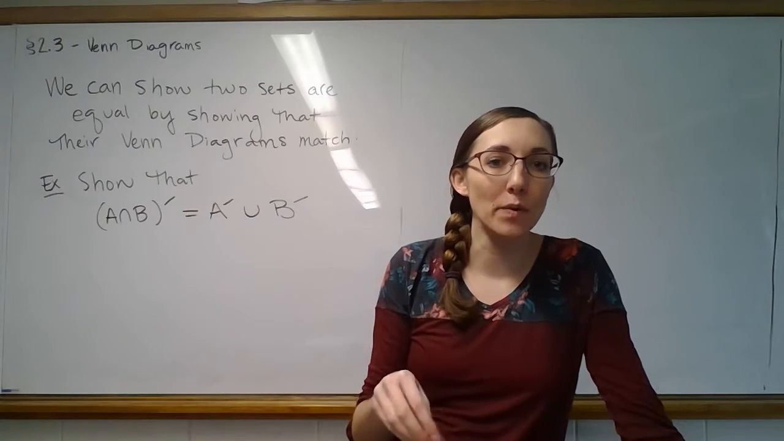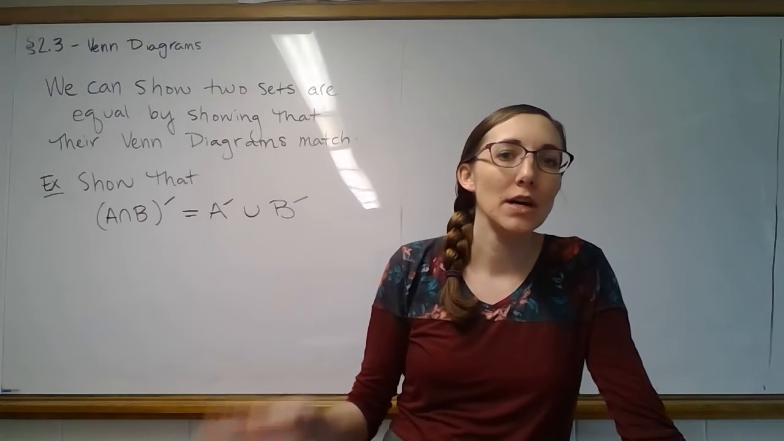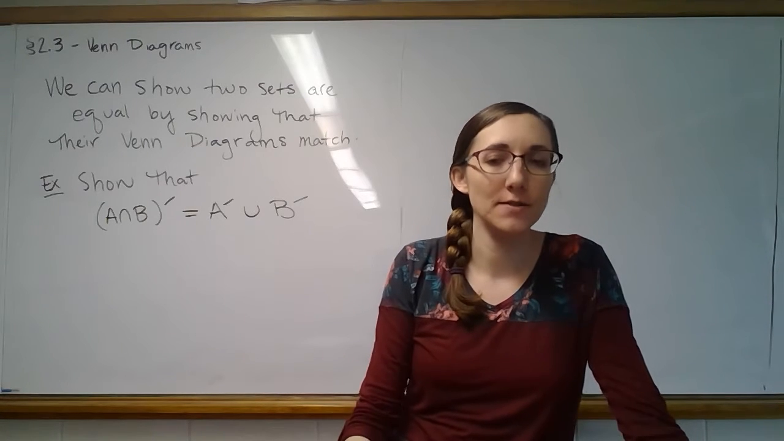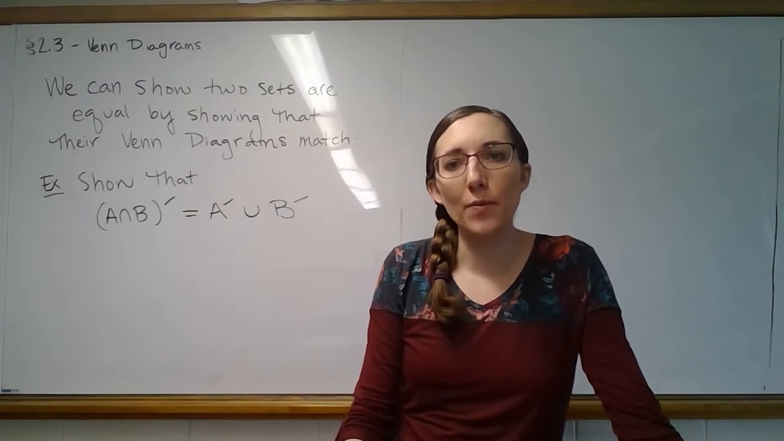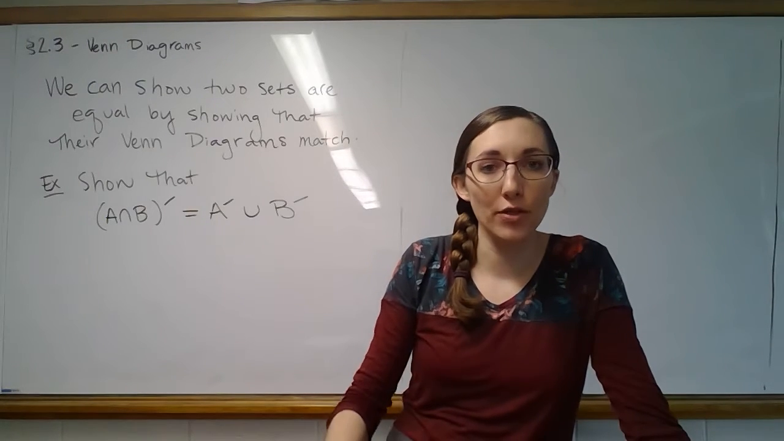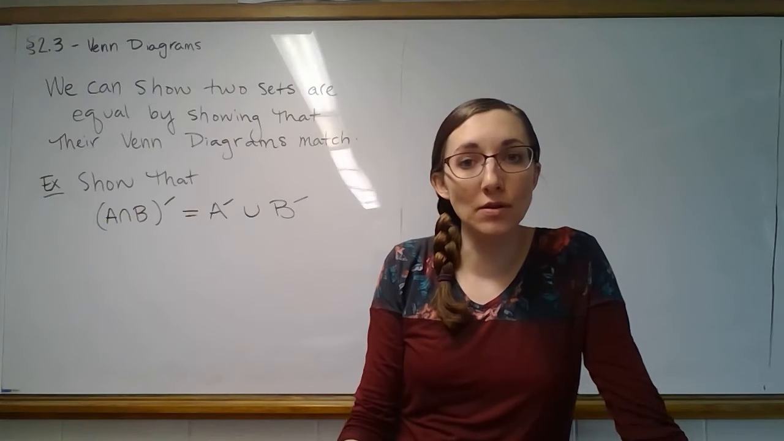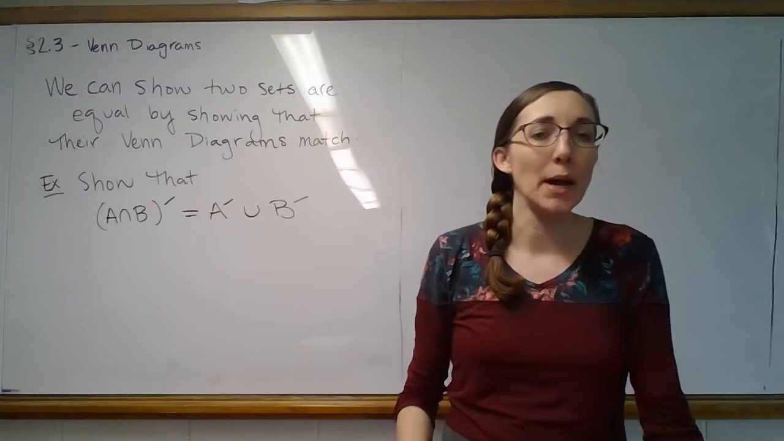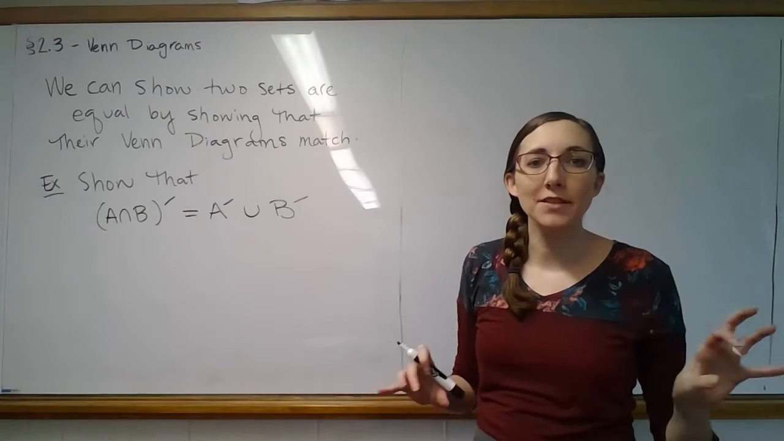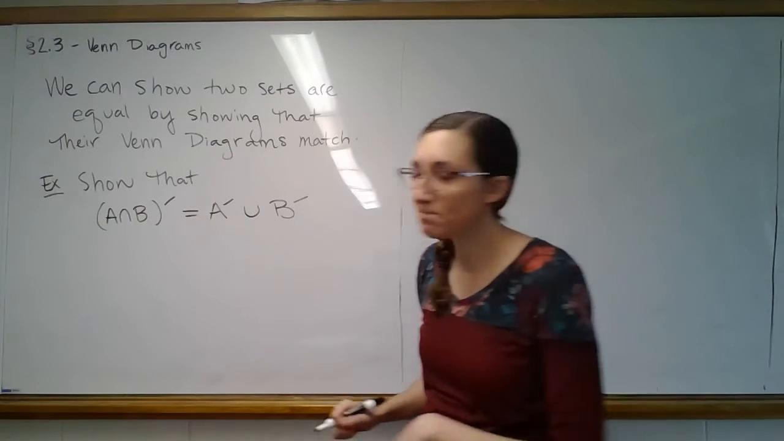Now, in this instance, what we mean by two sets being equal is we mean the new set you get once you do a bunch of operations. So, we're going to do an example. Show that (A intersect B) complement, so that whole thing complement, equals A complement union B complement. So we're just going to do the Venn diagrams for the two halves of the equation separately.